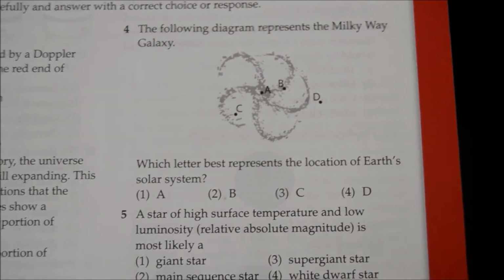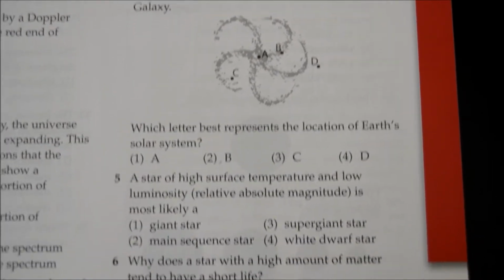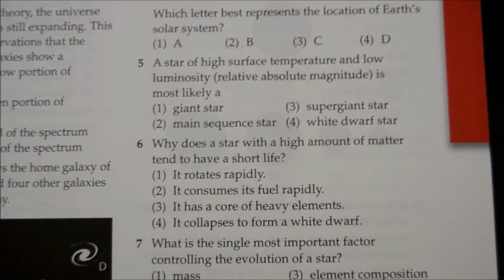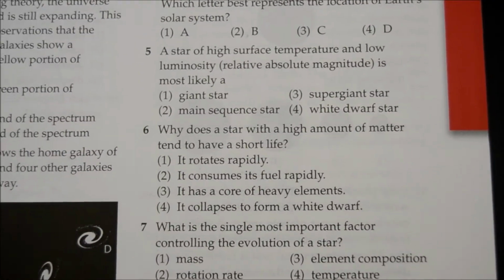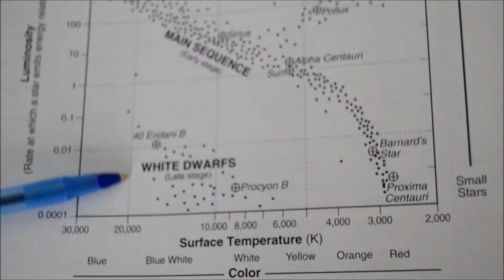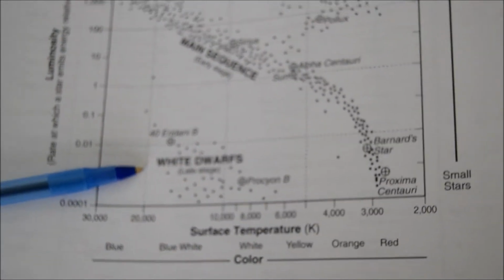Number 5, a star of high surface temperature and low luminosity, relative absolute magnitude, is most likely, so you're back to your reference table. I need a high temperature, low luminosity. I'm going to be a white dwarf.